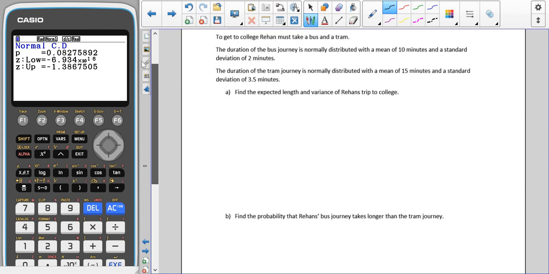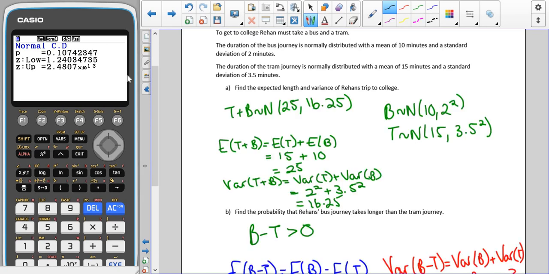So I'd now like you to pause the video and give the Now You Try question a go. So hopefully you paused the video and gave the Now You Try question a go. Here we have, to get to college, Rehan has to get a bus and a tram. The bus journey is normally distributed with a mean of 10 minutes and a standard deviation of 2 minutes. The duration of the tram journey is normally distributed with a mean of 15 minutes and a standard deviation of 3.5 minutes. Find the expected length and variance of Rehan's trip to college.